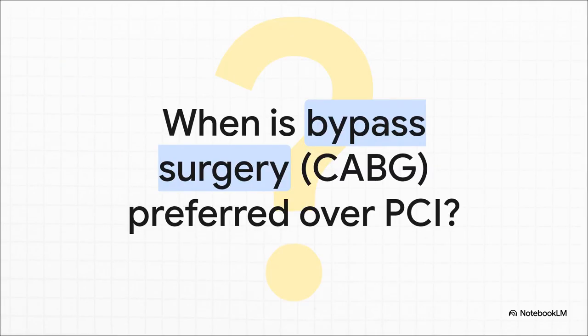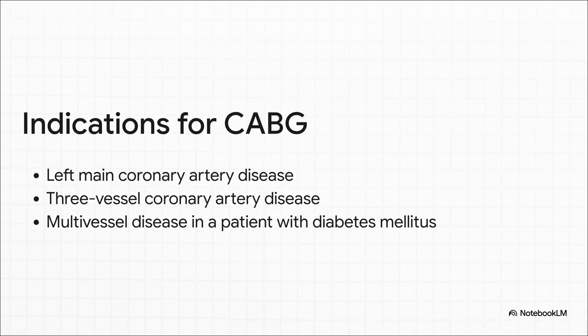So if stenting is just for symptoms, when do we consider the much more invasive option of bypass surgery, or CABG? Well, the guidelines point to very specific, high-risk situations that are all about the patient's specific coronary anatomy. Generally, we prefer bypass surgery for patients who have really extensive disease. We're talking about a blockage in the left main artery, the big one, or blockages in all three major vessels. And it's especially preferred for patients with diabetes and multi-vessel disease, because in these specific groups, CABG has been shown to improve long-term outcomes, including survival.